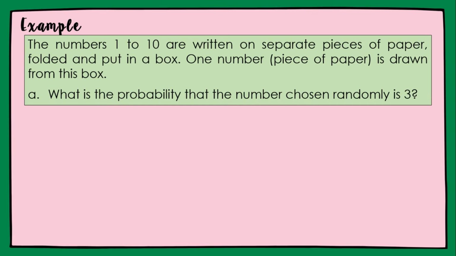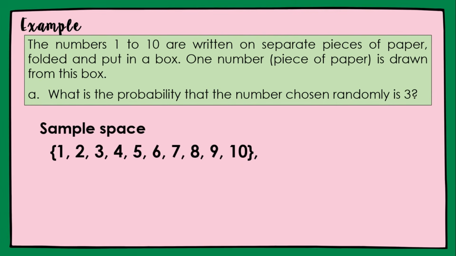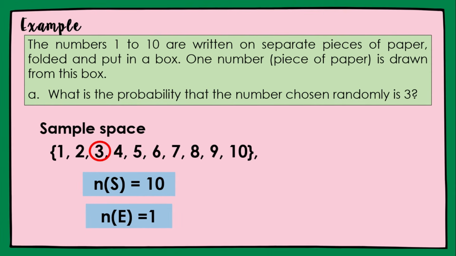Next example, the numbers 1 to 10 are written on separate pieces of paper, folded and put in a box. One number or piece of paper is drawn from this box. What is the probability that the number chosen randomly is 3? Our sample space consists of the following elements: 1, 2, 3, 4, 5, 6, 7, 8, 9, and 10. So N(S), or the total number of possible outcomes, is equal to 10. As you can see, there is only one number 3 in the box. So N(E), or the number of favorable outcomes, is equal to 1.